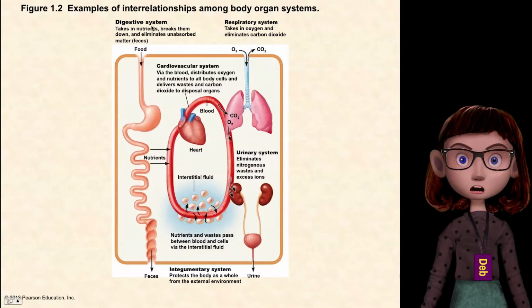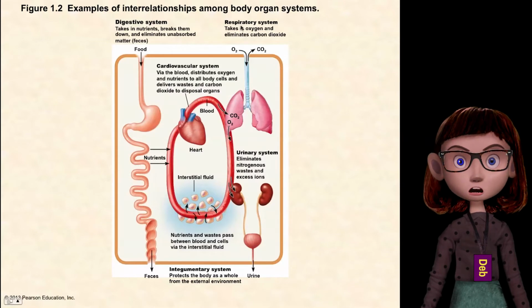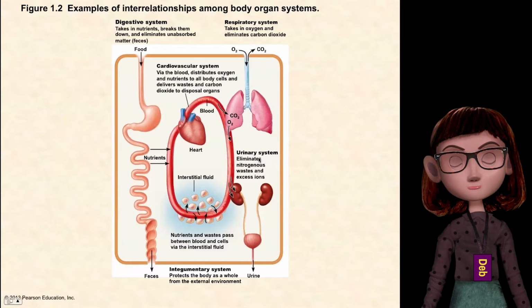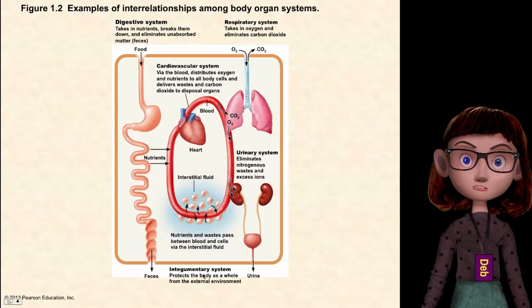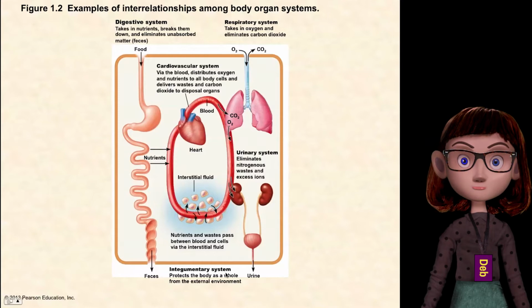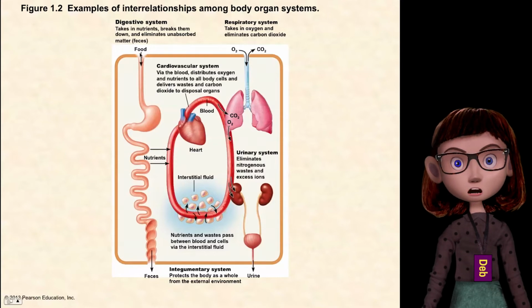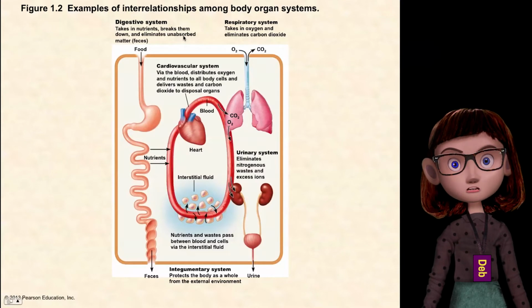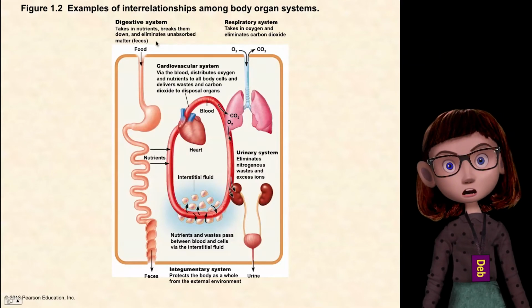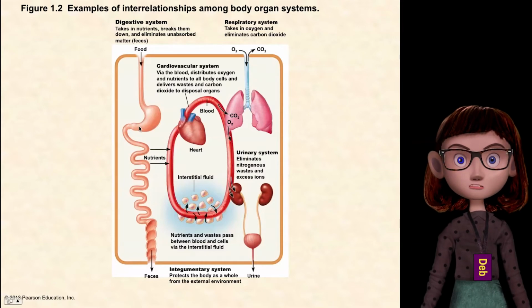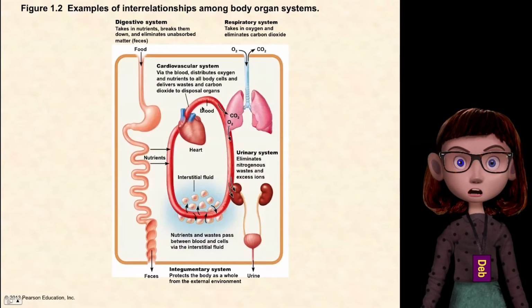Figure 1.2 illustrates some examples of interrelationships among body organ systems. So it's showing the digestive system, the respiratory system, cardiovascular system, urinary system, and the integumentary system, which is your skin with the associated structures. So you can see up here the digestive system takes in nutrients, breaks them down, and eliminates unabsorbed matter in the feces. So it's going right through. Obviously our body doesn't look like this. This is a model to represent these processes.